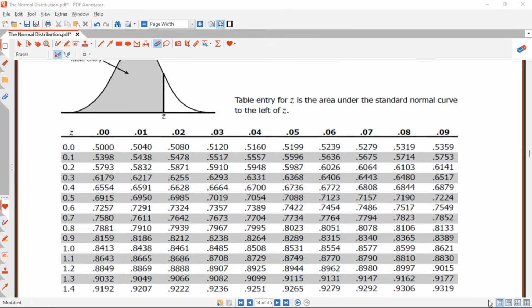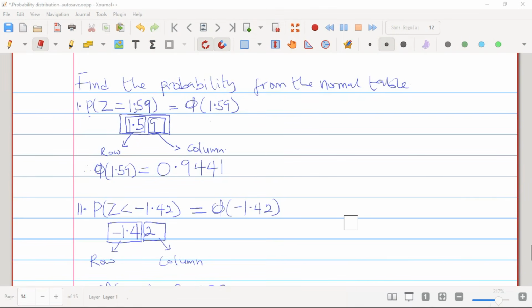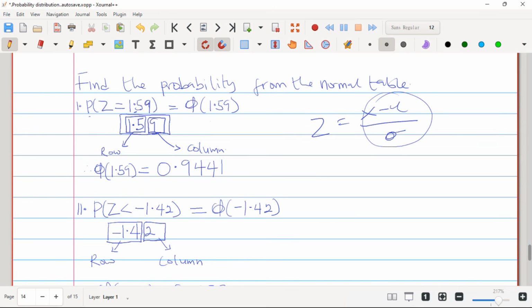So let's go to our worksheet to start solving examples. Here, our first question says we should find the probability from the normal table. Question 1 says find the probability that our z is equal to 1.59. This is just telling us that the z-score, which is equal to x minus mu divided by sigma, has already been calculated, and he has given us the final answer.